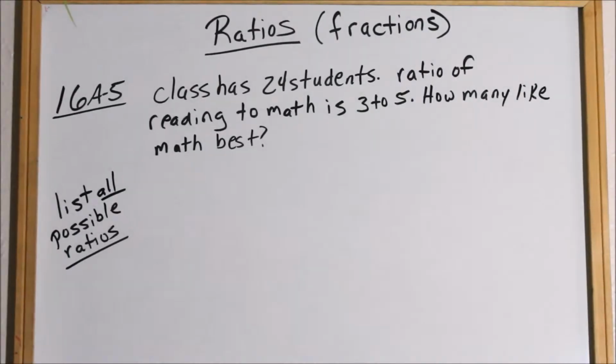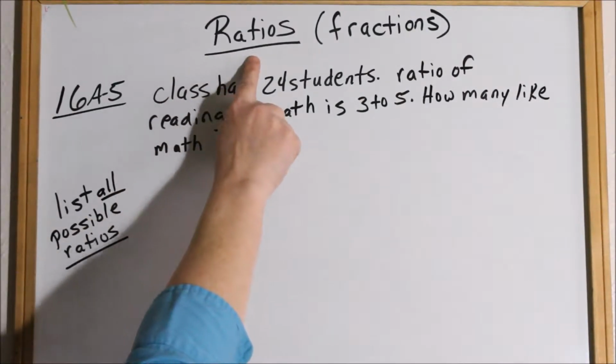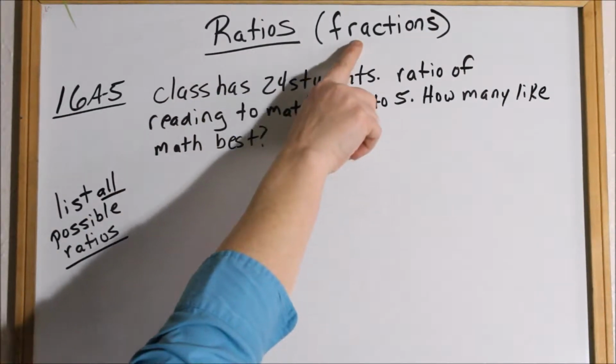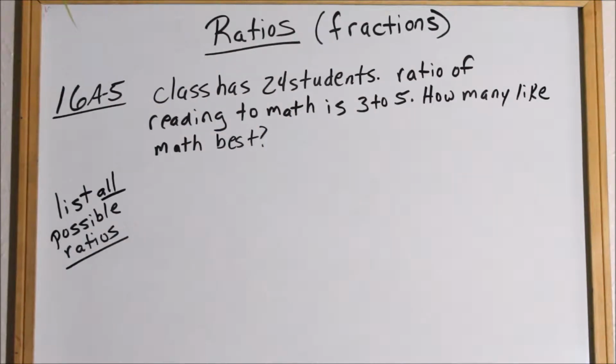Alright, we're going to be talking about ratios. The word ratio is just a fancy word for fractions. So anytime you're dealing with ratios, you're going to be dealing with fractions. So we're looking at 16A number 5.